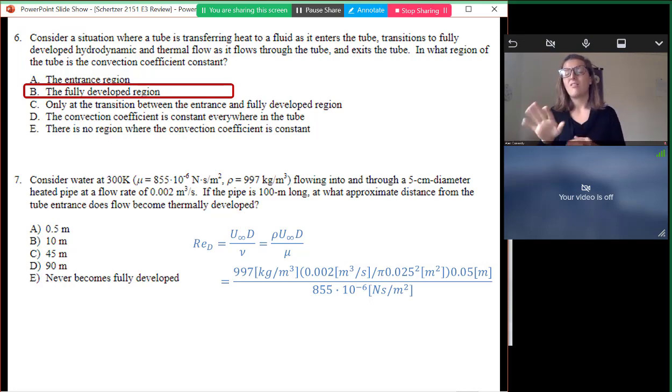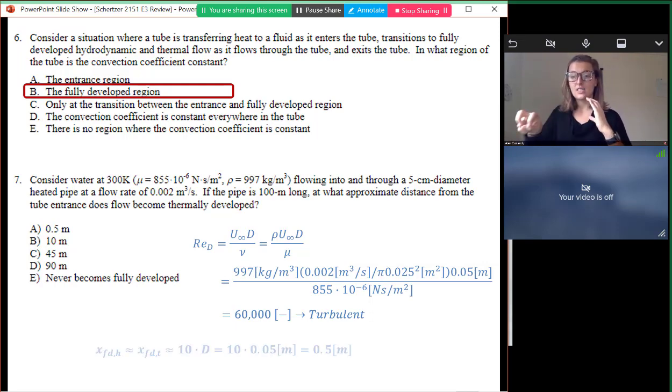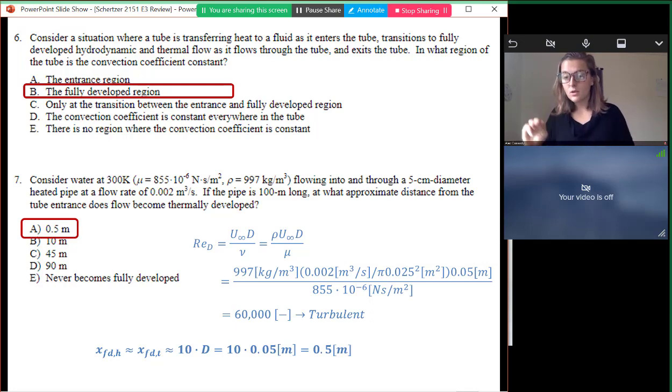Putting our numbers into the calculator, I find that the Reynolds number is 60,000. That means it's turbulent, because the transition to turbulence in an internal flow is 2300. The nice thing about turbulence is that the entrance lengths are easy to calculate, and they're the same hydrodynamically and thermally, at 10 diameters into our pipe or channel. So here that means half a meter, which is one of the answers on my list. So I pick A.